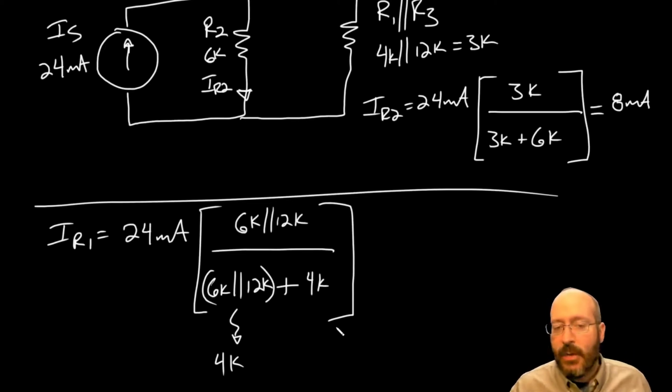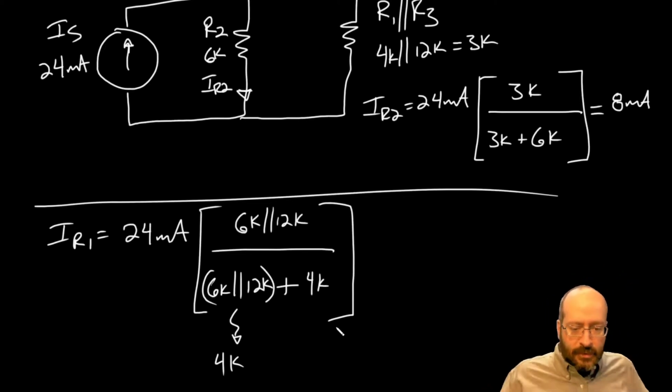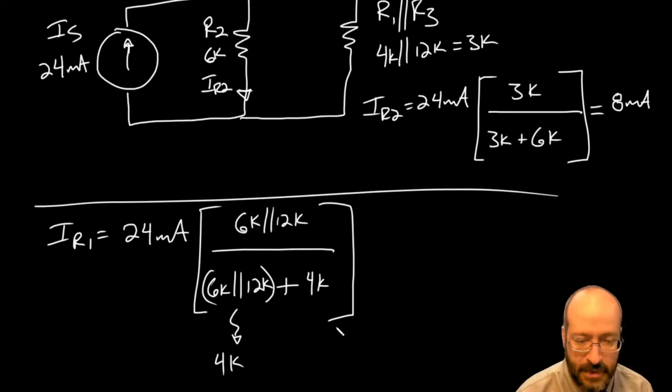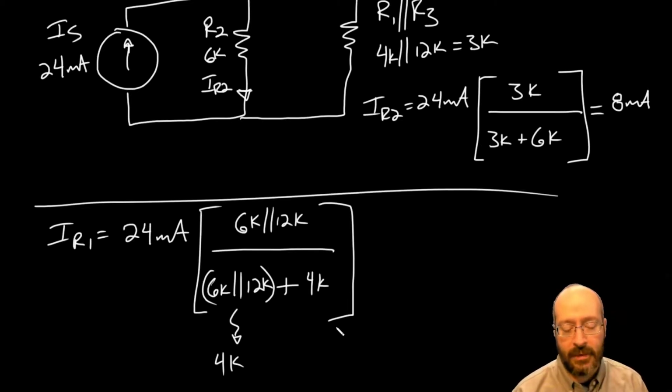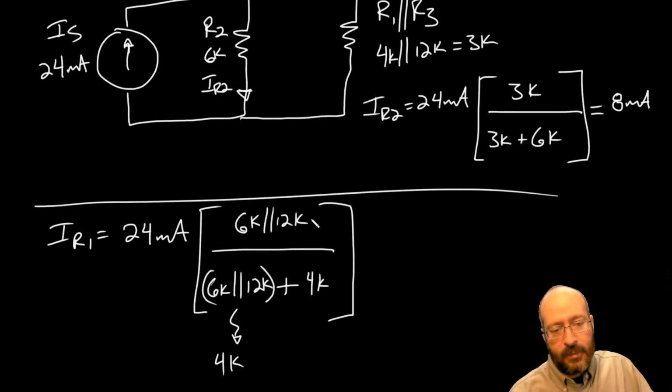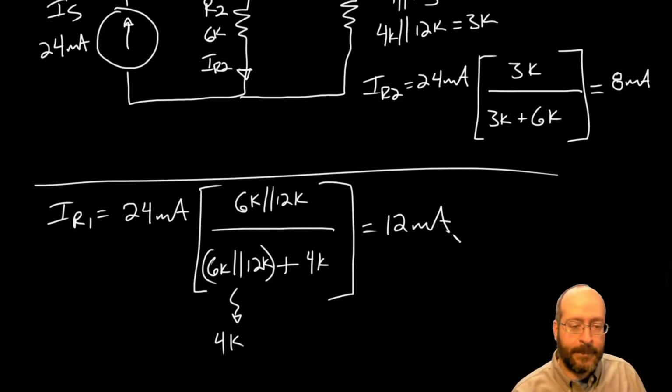All right, take out your calculator. Use the tool that you're going to use on exams in your life. If you're going to take the FE, make sure you're using one that you can use on the FE. Practice with the tool that you're going to use. Figure out that 6K in parallel with 12K is 4K. Okay, and we have 4K over 4K plus 4K. So that looks like it's all going to be a half. Half of 24 milliamps is 12 milliamps.